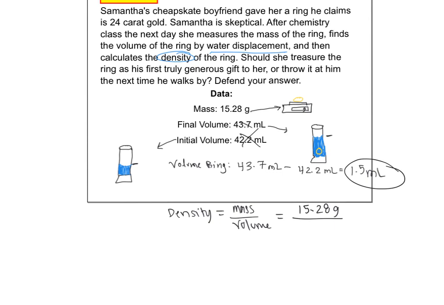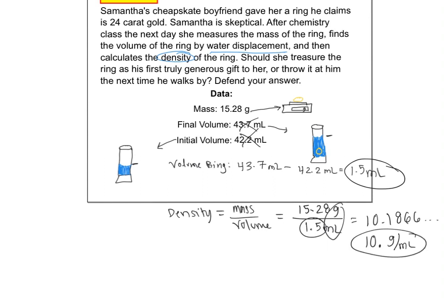I don't care about these volumes anymore. I just care about the ring volume, 1.5 milliliters. So I get a density equal to 10.186 blah, blah, blah. I'm going to put that into 2 sig figs because we're limited in division by the weakest link. So I have 10. as my density, and the unit is grams per milliliter, right? Those don't cancel, grams per milliliter.